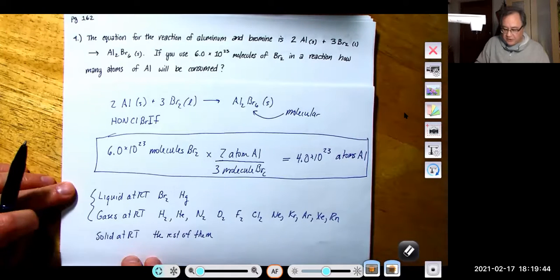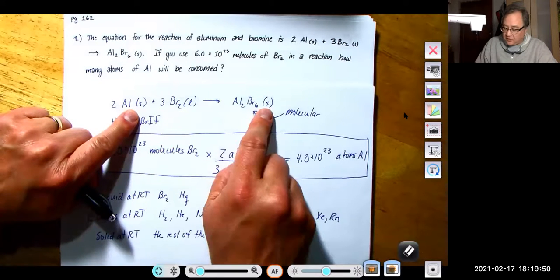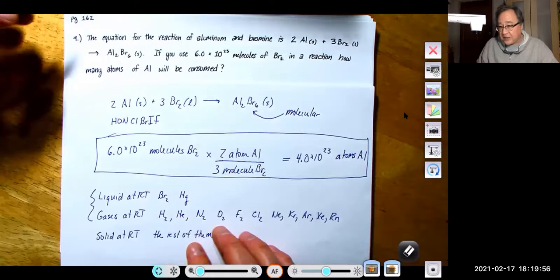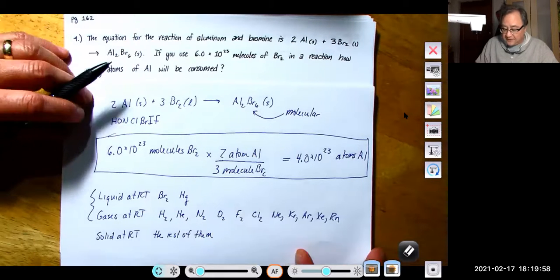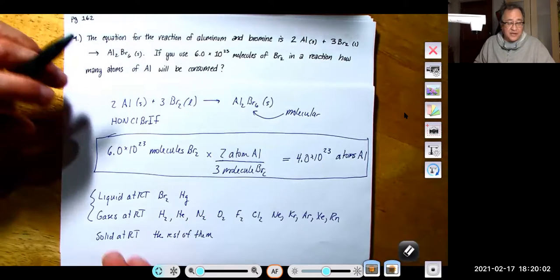So in answer to your question, you would be expected to know these 2, but not this one. The reason you wouldn't be expected to know this one is because it's molecular and you don't know whether a molecule is a solid, liquid, or gas at room temp. If this were ionic, you'd say solid because ionics are solid at room temp, most of them.